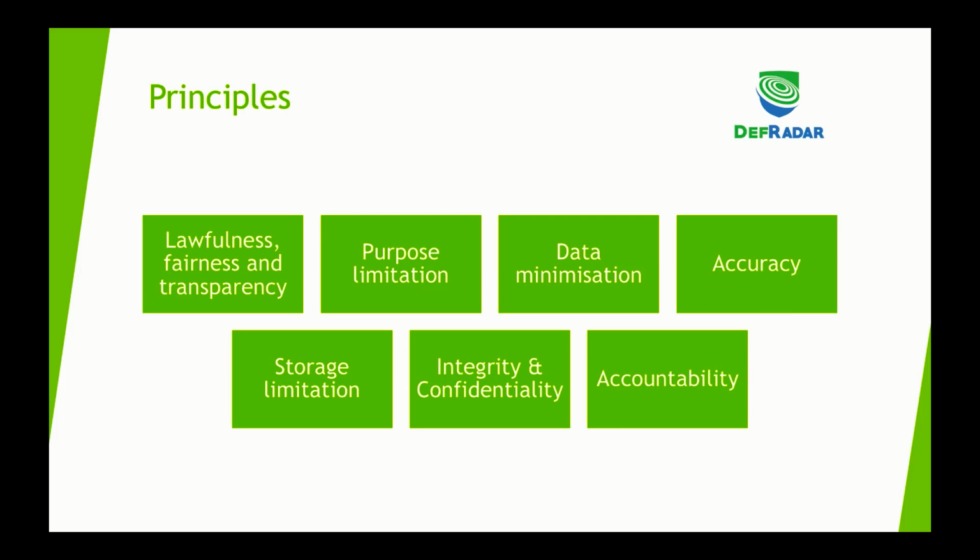2. Purpose limitation. That means you don't do more with the data than you said you would. 3. Data minimization. Don't collect more data than you need. 4. Accuracy. Keep it up to date and deal with inaccuracies as soon as possible. 5. Storage limitation. Don't keep the data for longer than necessary. 6. Integrity and confidentiality. Keep the data safe while you have it. And 7. Accountability. Be able to show that you are complying with the principles above.